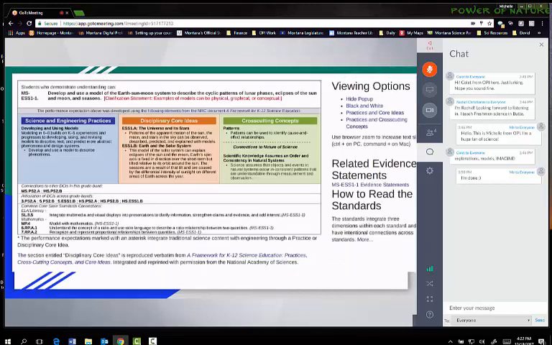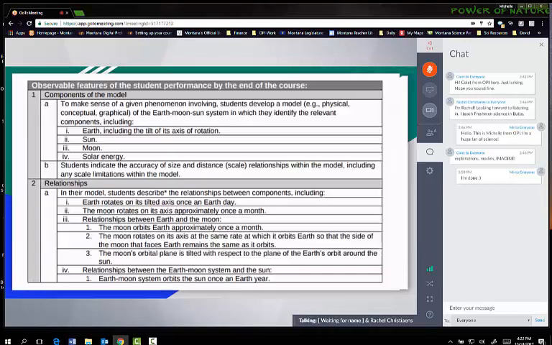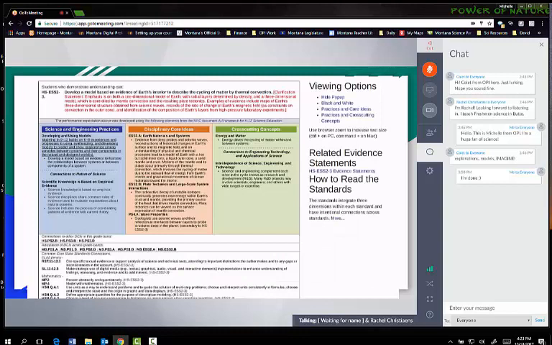All right, so middle school, as a reminder, here's the evidence statement where you would click on. The model that I focused on for this was the Earth, Sun, and Moon system. And then the observables become a lot more complex the older that you get. We're going to keep going to high school for Rachel's benefit here.